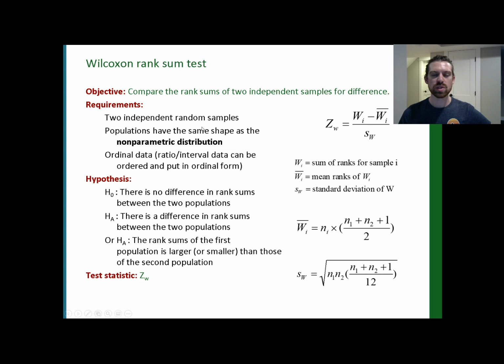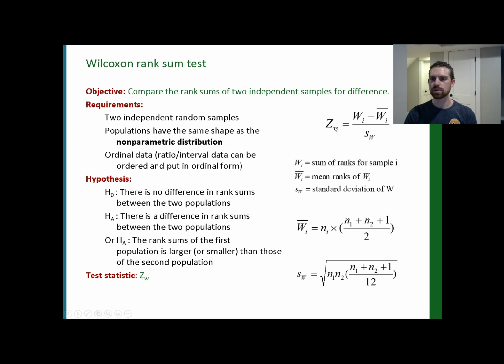So here we assume that we've got two independent random samples. The populations have the same shape, as in the non-parametric distribution. We've got ordinal data here, so we can actually rank them. If we've got ratio or interval data, then we need to downgrade it into ordinal form. For the hypotheses, this is the null hypothesis, so we're saying there's no difference in the rank sums between the populations. The alternative is that there is a significant difference, so this is two-tailed here, or we could have a directed alternative hypothesis where we think that the rank sums for one group will either be smaller or larger than the second population, okay? And for the test statistic here, we're going to use this ZW.